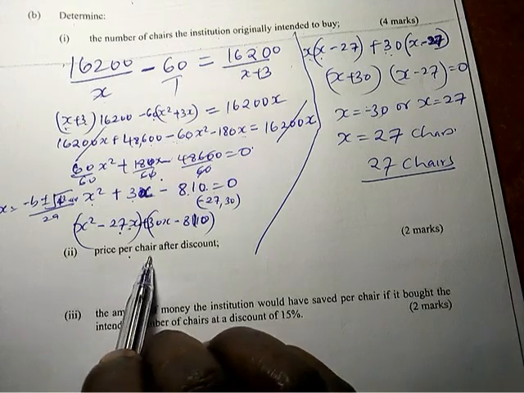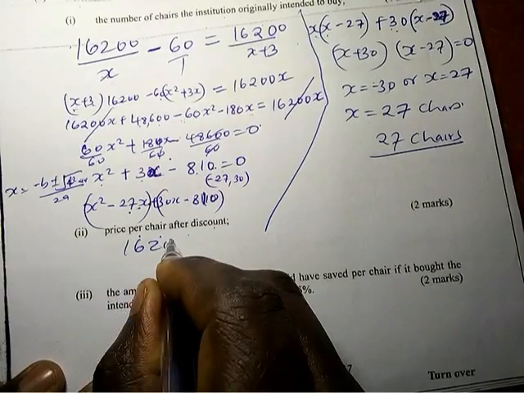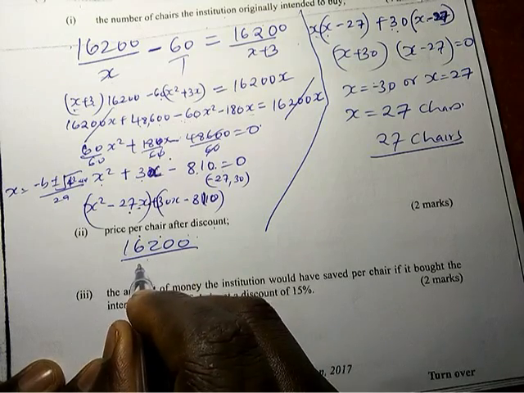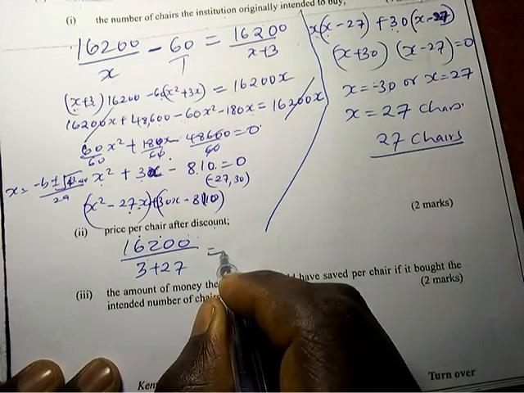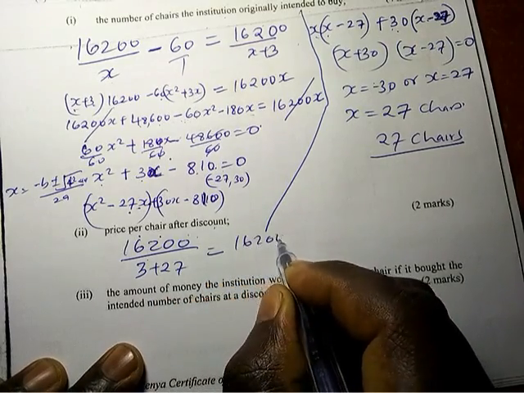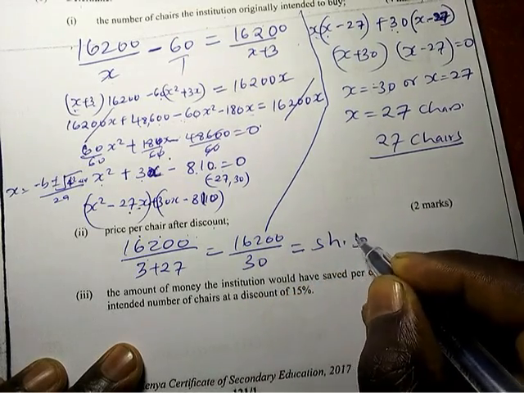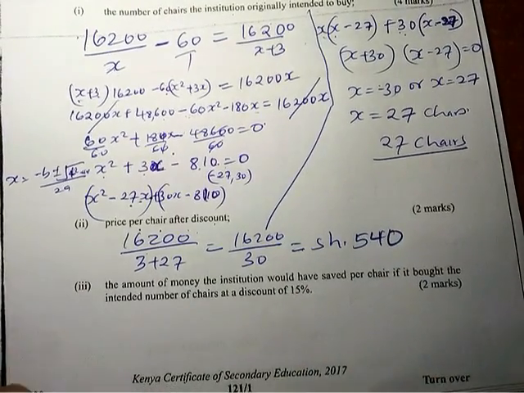The price per chair after the discount. So 16,200 divided by, after the discount, now the chairs were 30. That is 3 plus 27. That is 16,200 divided by 30. That one is shillings 540. Each chair cost 540.